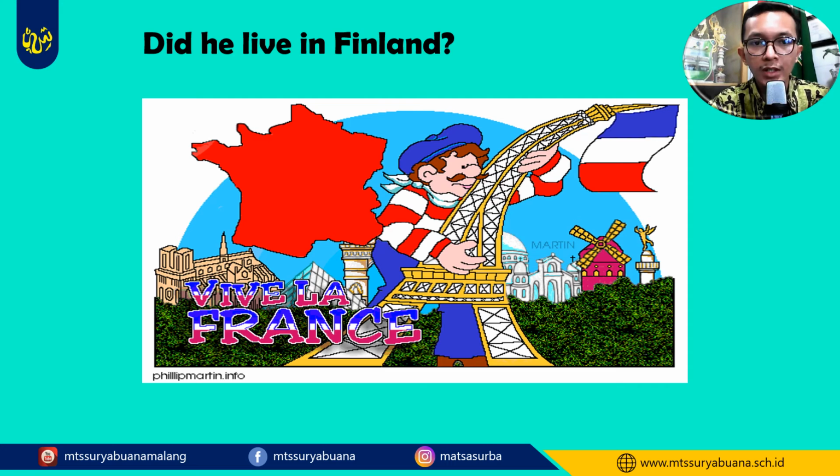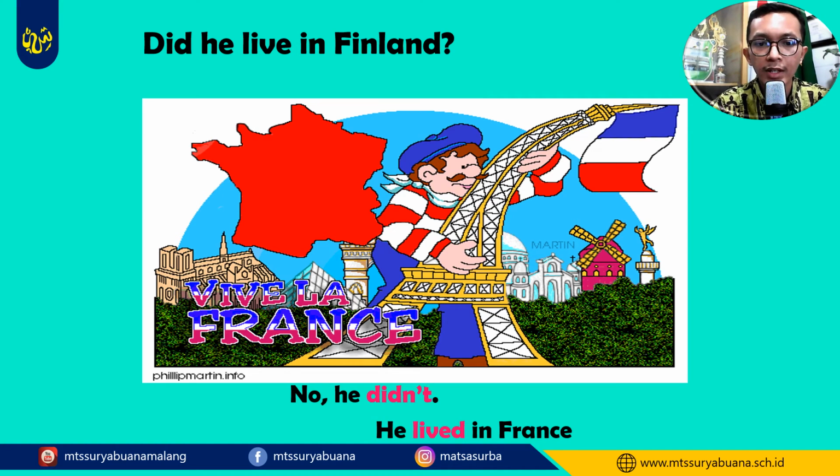How about this one? Did he live in Finland? Based on the picture, the answer is no, he didn't. And the correct answer: he lived in France. Did he live in Finland? No, he didn't. He lived in France. You can see in this picture there is the word France, right? So the correct answer is he lived in France.